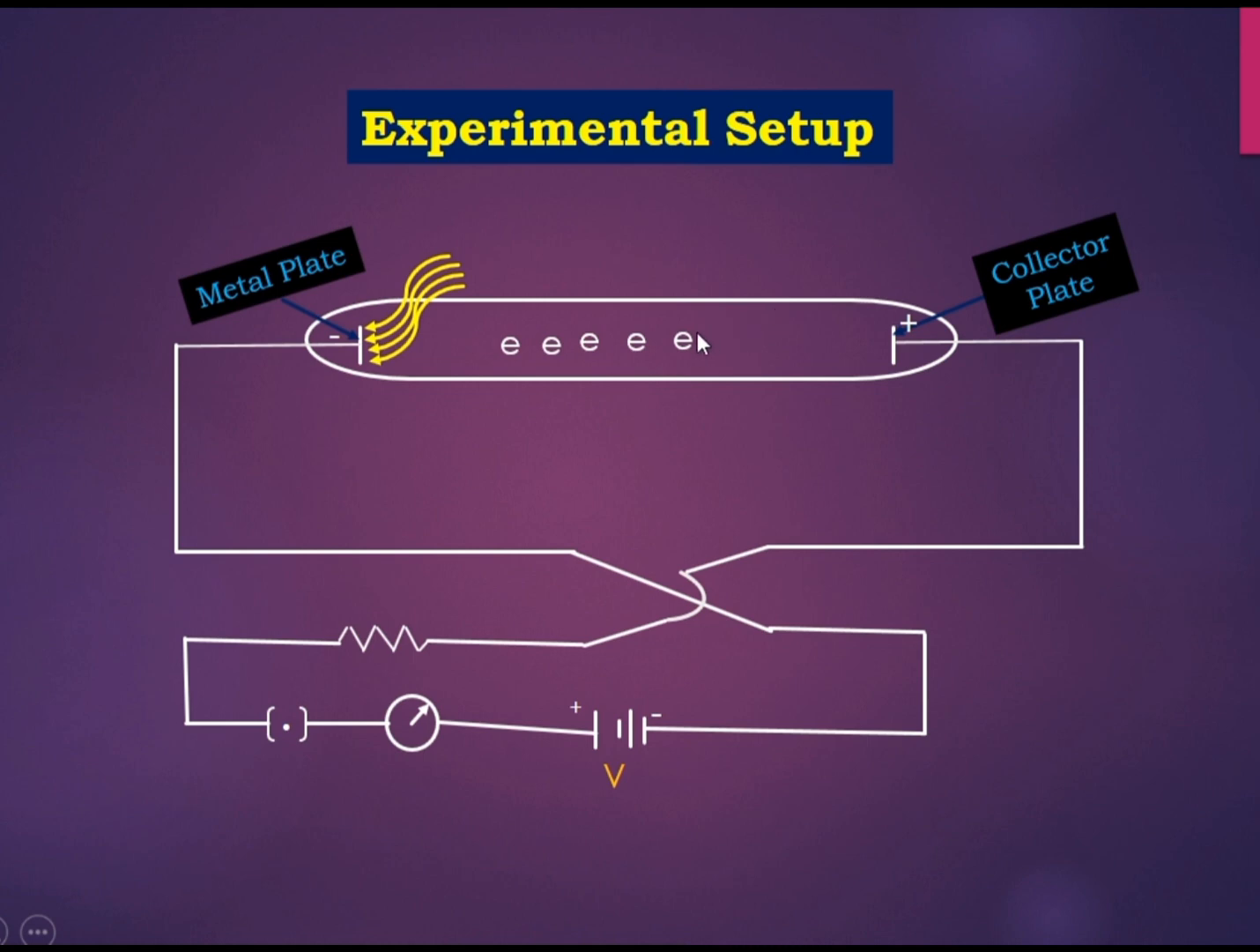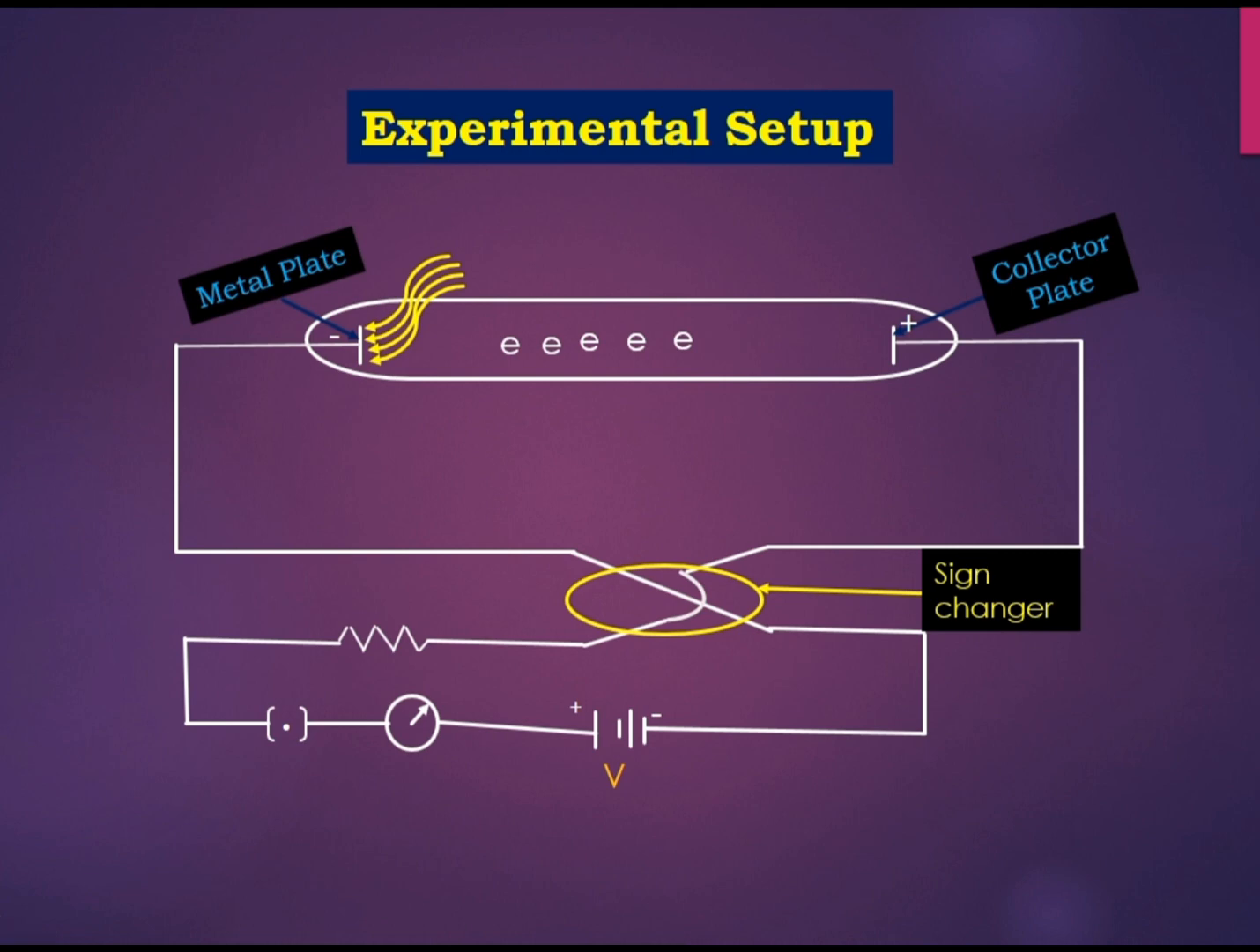So when these electrons reach this collector plate, the current will start flowing in this entire circuit. This current is called the photoelectric current. Now this wiring we have done, this is actually a sign changer. The function of this sign changer we are going to discuss in the section where we will discuss the stopping potential. When we discuss the stopping potential, we are going to discuss the effect of this sign changer thoroughly.